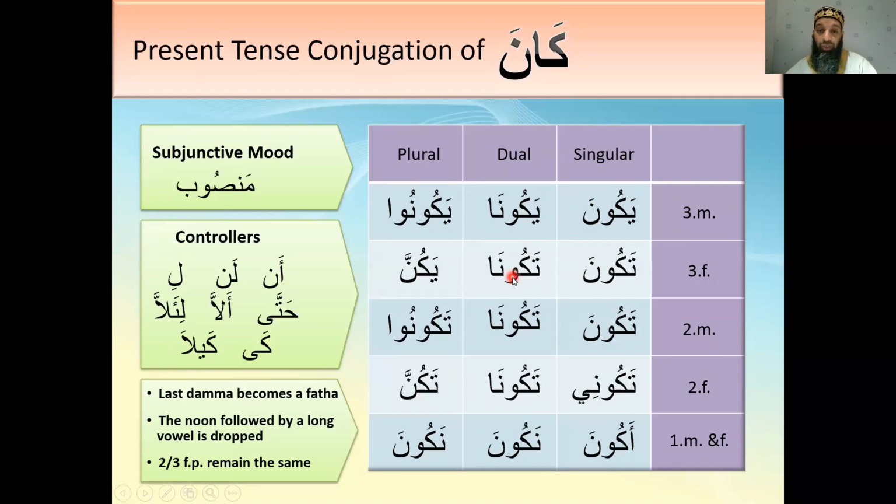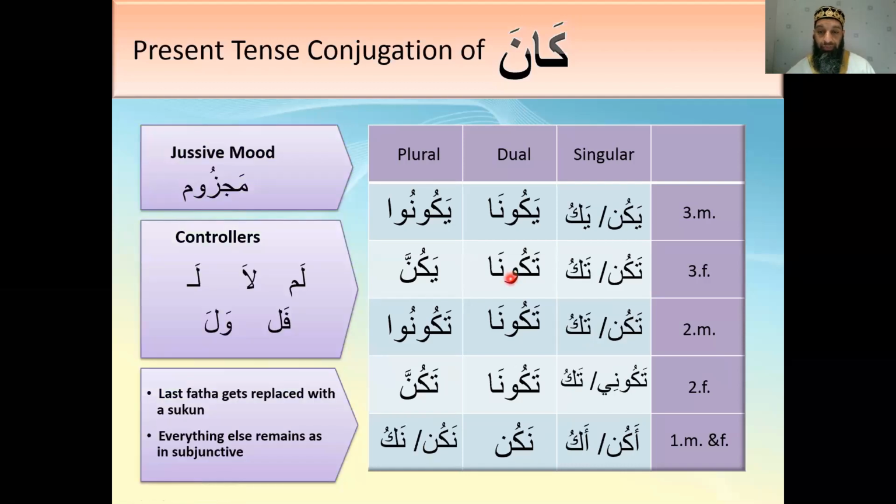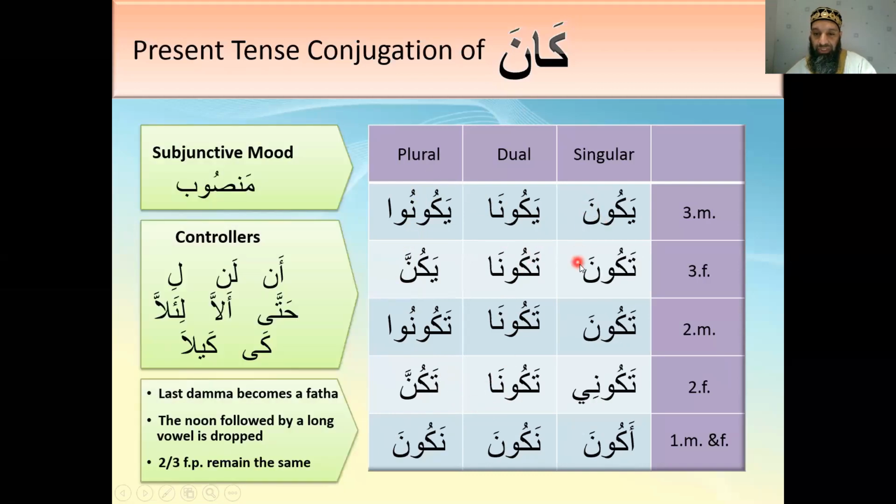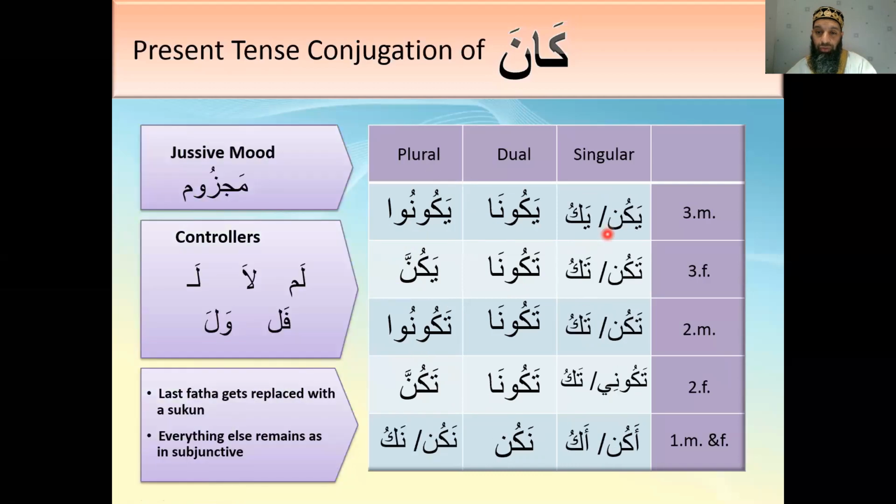Then the next part was do it in majzoom, which is jussive. So we can see what's happening in majzoom. These ones stay exactly the same. The only thing that changes is this becomes a sukoon. Now in Arabic, you can't put 2 sukoons together, so something has to give. There's a sukoon on the waw, there's a sukoon on the noon, i.e. a jazm on the waw and a jazm on the noon. 2 jazms cannot come together in Arabic, so something gives. And in this case, yakun, the waw drops.